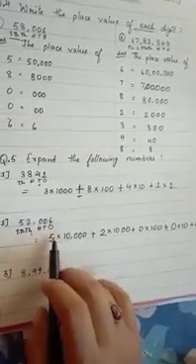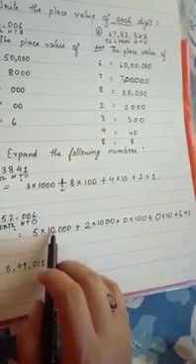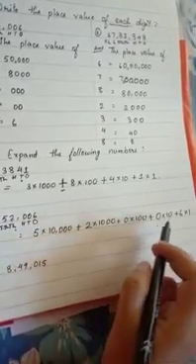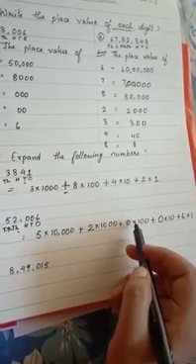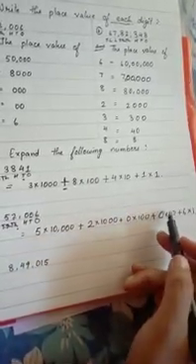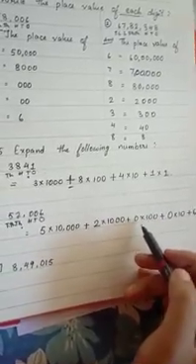So this is your expanded form. 50,000 plus 2,000 plus 6, because these zeros will multiply and convert to 0 only. 0 multiplied with 100 is 0. 0 multiplied with 10 is 0. Anything which is multiplied with 0 will make 0 only.